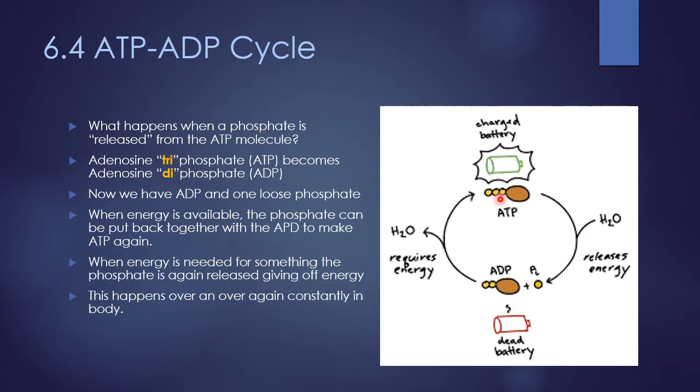And again, whenever your body needs to, it can shoot off that phosphate group, release energy to use for other reactions in the body. And again, then you have this dead battery sitting here. And so this cycle just constantly continues where you go from ADP to ATP.